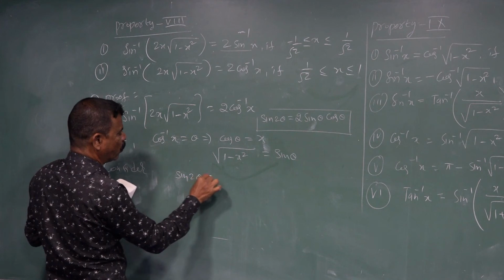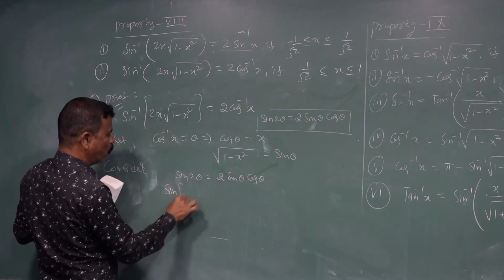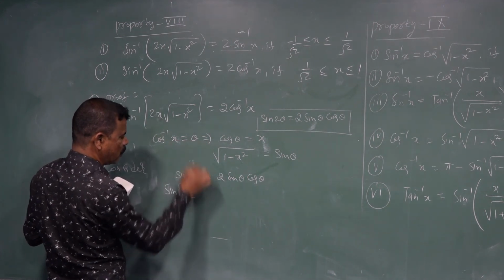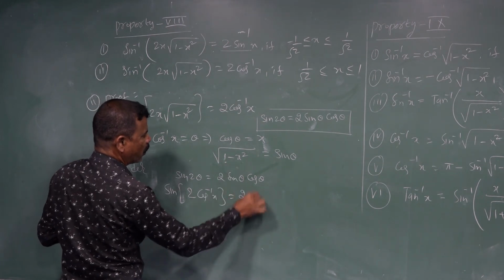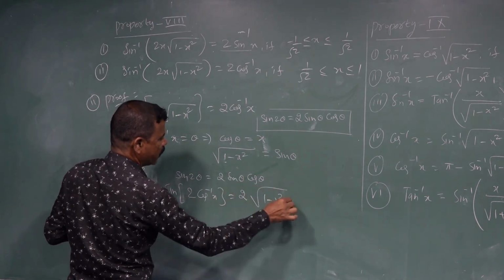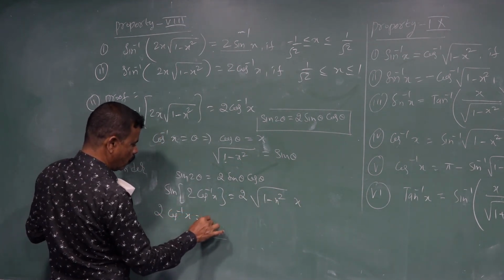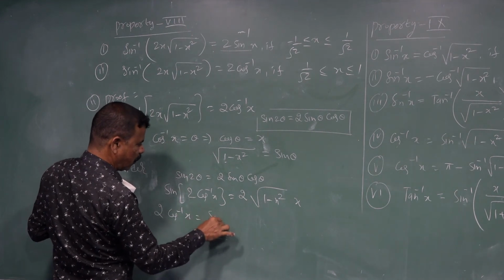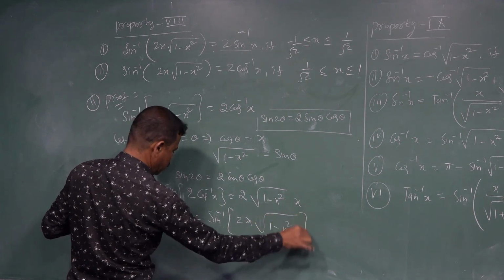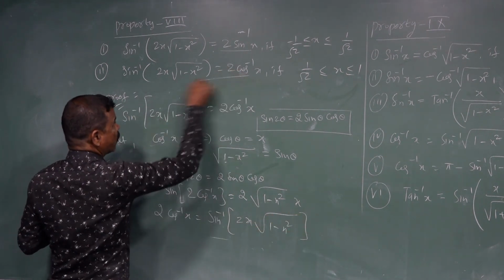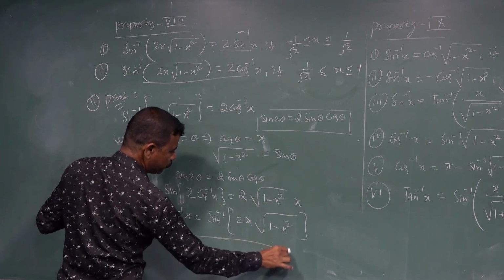sin 2 theta is equal to 2 sin theta cos theta. Sin 2 theta is the sin of 2 cos inverse x, which is equal to 2 sin theta, that is under root of 1 minus x square, cos theta is the x. So from this, 2 cos inverse x is equal to sin inverse of 2x under root of 1 minus x square. So here 2 cos inverse x is equal to sin inverse of 2x under root of 1 minus x square. Hence proved.